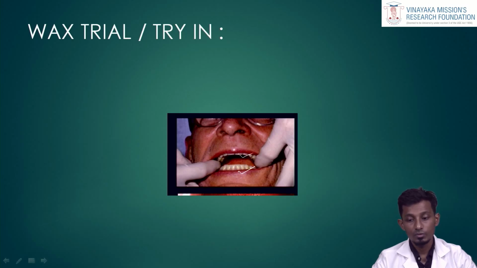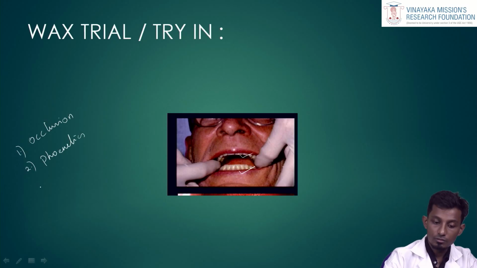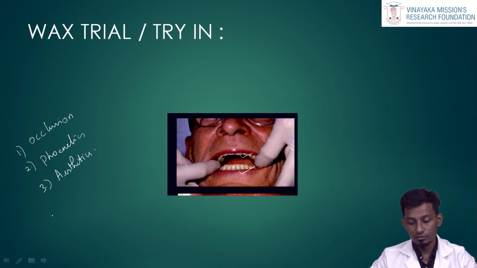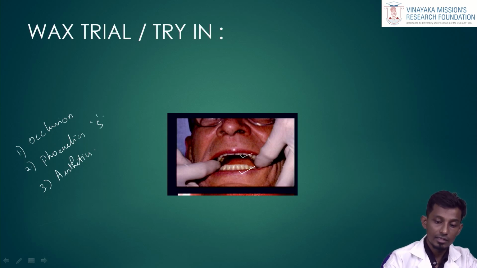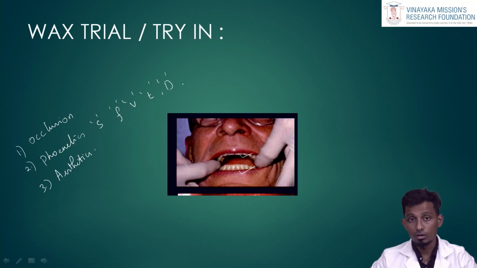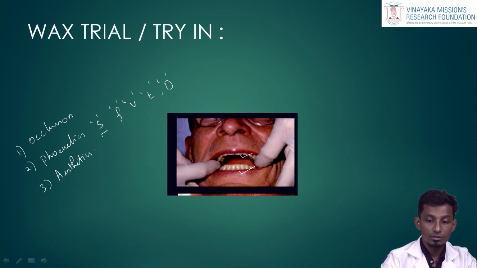Now once this is placed, we check for occlusion, we check for phonetics and we check for aesthetics. Now what is phonetics? Phonetics is nothing but the pronunciation of certain words like fricatives or sibilants or labiodentals or labioalveolars. So when the patient pronounces these sounds, let's say S or F or V or T or D, we know how well the teeth setting is done, and if there is enough space when the patient is pronouncing these letters.